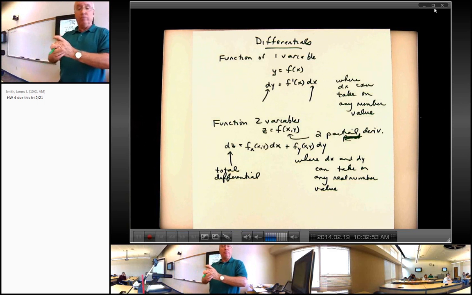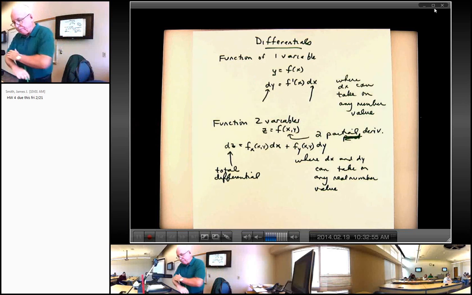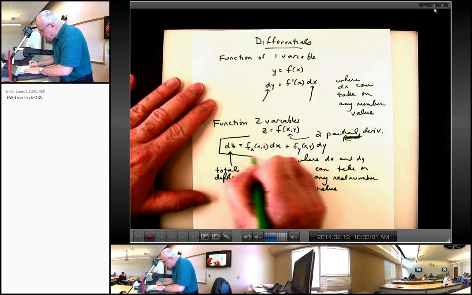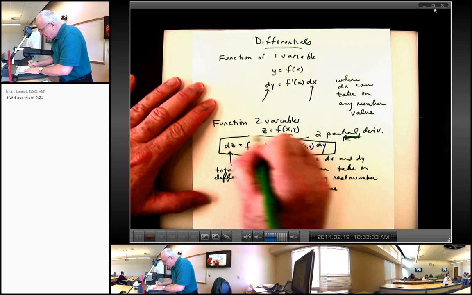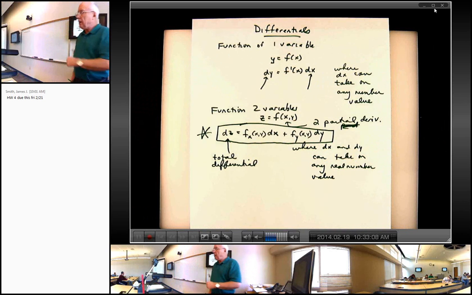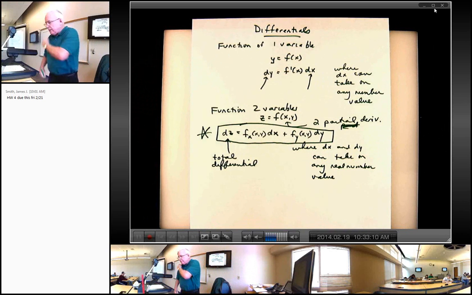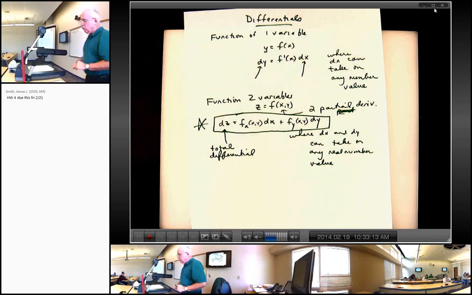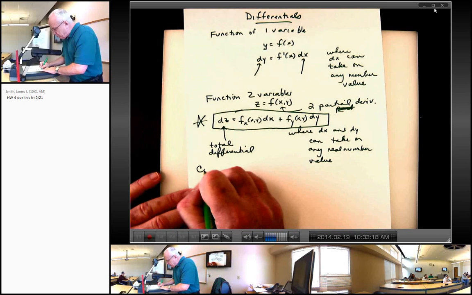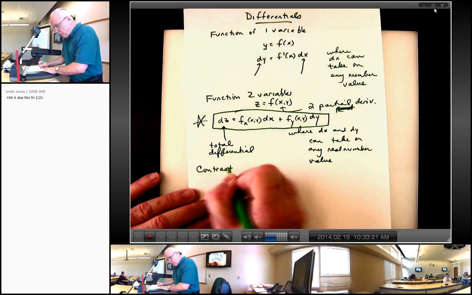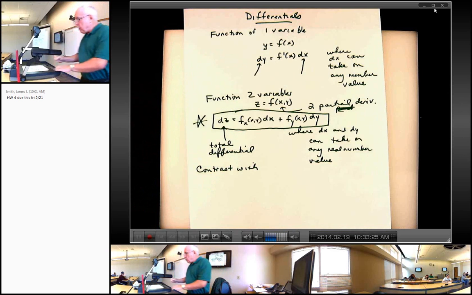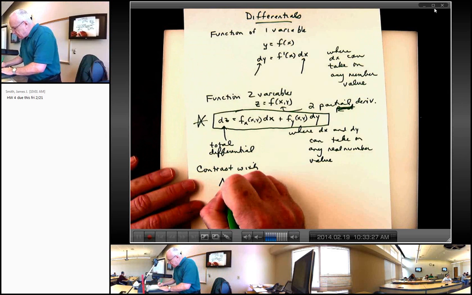All right. So this formula here, right here, I want to put an asterisk by that, something we need to remember. All right. And I want to contrast that equation. That's for the total differential. I want to contrast this with the following. Contrast with, instead of dz, I want to put delta z.